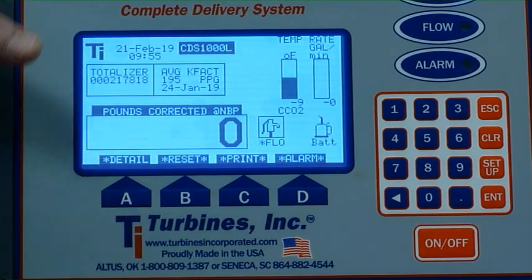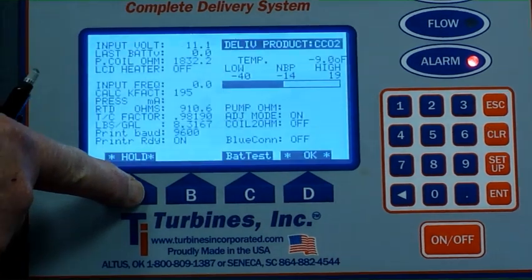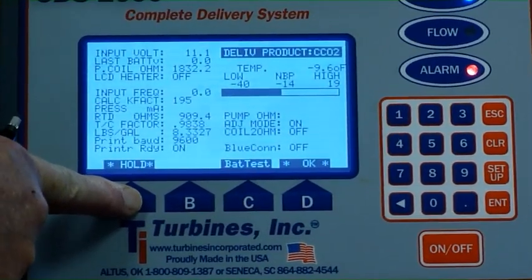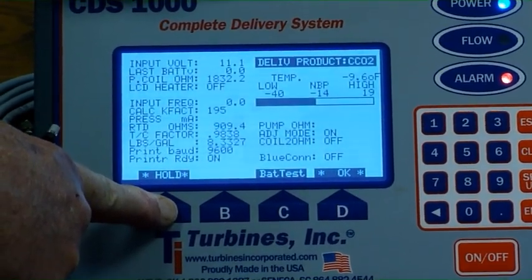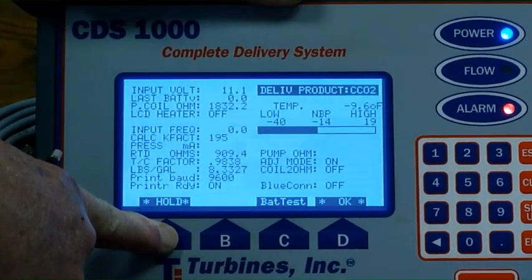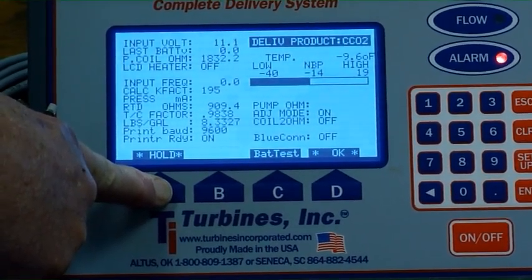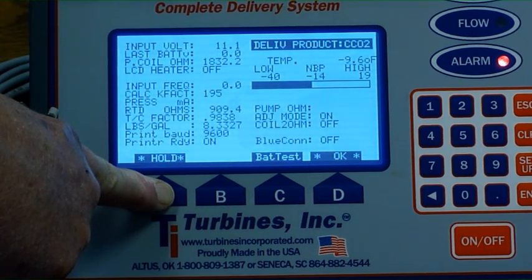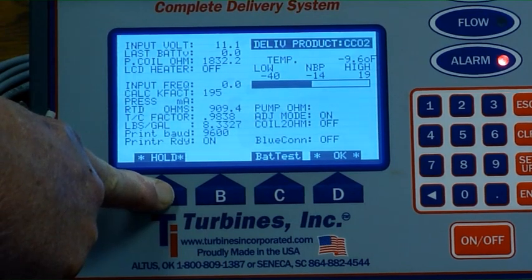Now, we're talking about the health of the unit. This tells us everything we need to know right here. It starts with the delivered product in the upper right-hand corner, the current temperature range of that particular product, which is 19 to -40. NBP is -14. It tells us the health of that particular thing.